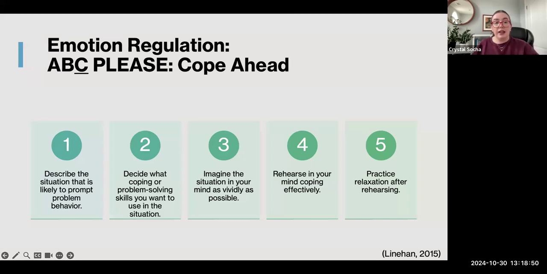let's practice some mindfulness. Let's practice maybe unwinding by watching TV or listening to music, whatever that might be for this person. So helping them to cope ahead with that difficult situation by preparing for it in advance, knowing that they're likely to encounter someone that could result in a really uncomfortable feeling.